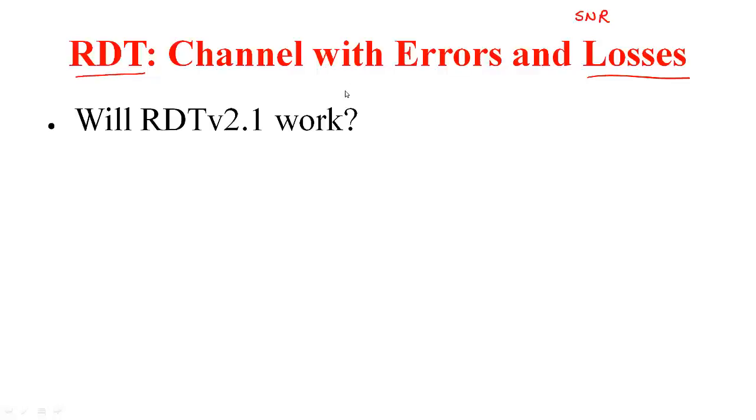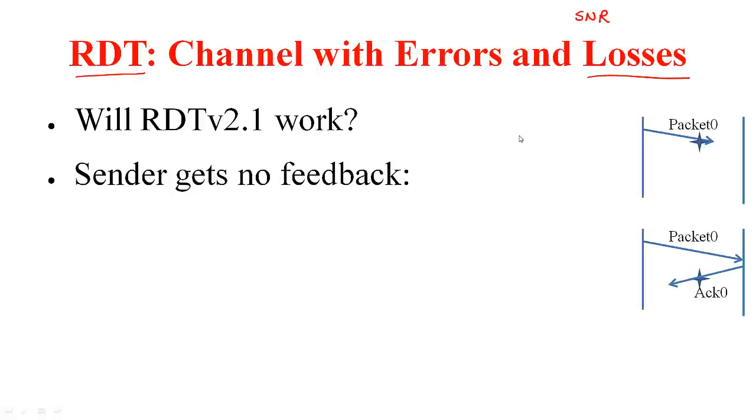Now that we are considering a channel with errors as well as losses, do you think this RDT version 2.1 works? So consider these two cases. In this case, the packet got lost. In other words, it didn't even reach the receiver, and the receiver, for all it cares, didn't see any packet, so it doesn't generate any feedback. In this case, the packet reached, but the ACK got lost. In other words, it didn't reach the sender.